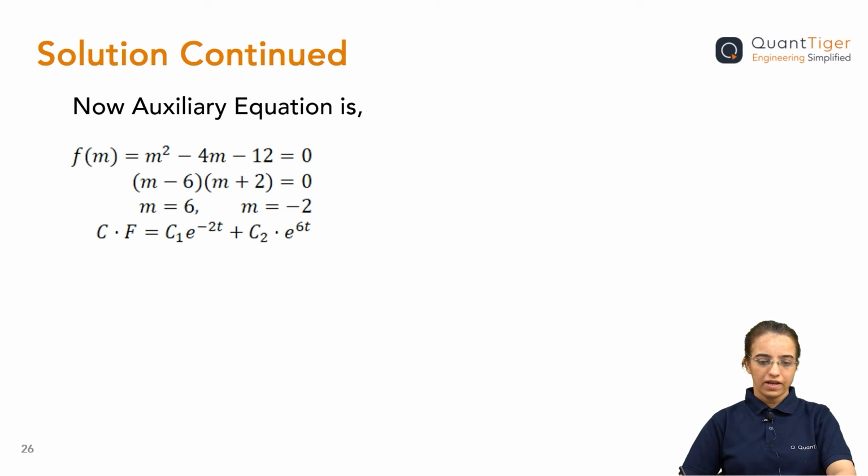So this is the auxiliary equation which I derived from f of D. If you look here, it's a quadratic equation. We know how to solve a quadratic equation: we just split the middle term and find the roots. So I did the same thing here, split the middle term, and found the two roots, which are m equal to 6 and m equal to minus 2.